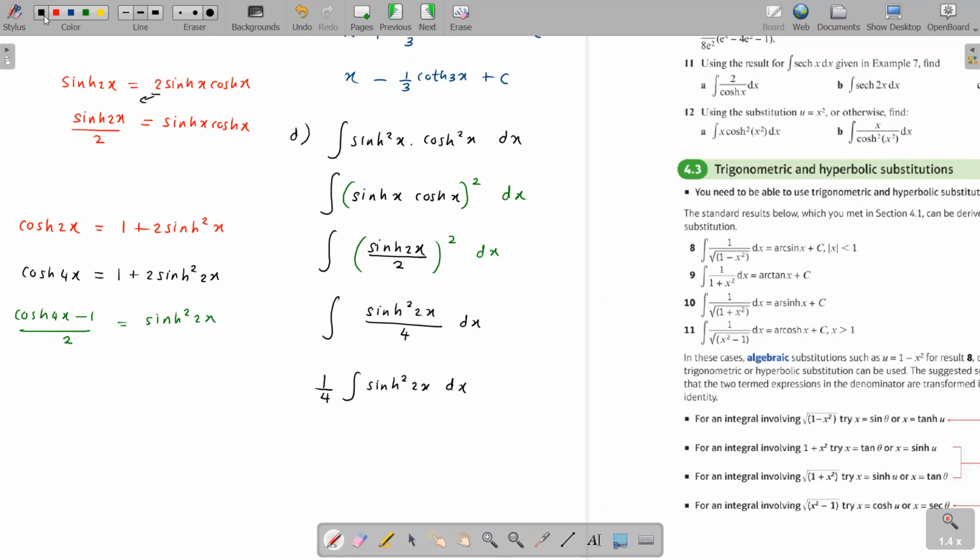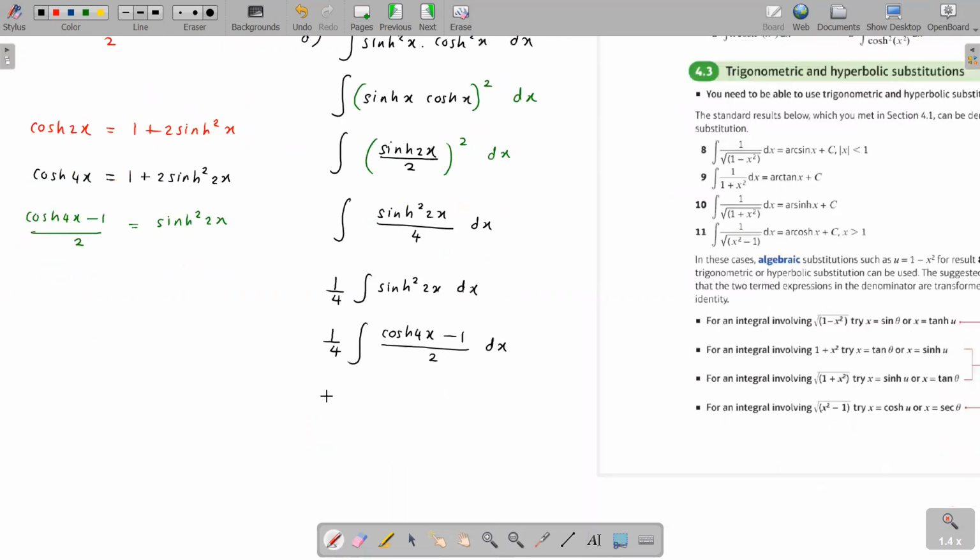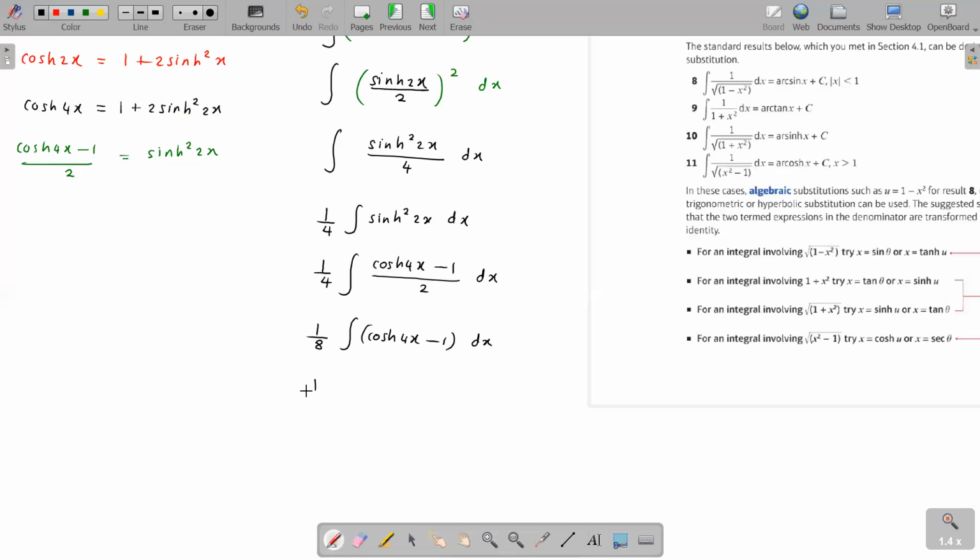So let's input the value. 1 over 4 integration of sine square 2x is cos 4x minus 1 whole thing divided by 2. 1 over 4 into 1 over 2 is 1 over 8. Integration of cos 4x minus 1. So now let's integrate. So 1 over 8, cos 4x integration is 1 over 4 sine 4x. Minus 1 integration is minus x. Plus c. So 1 over 32.